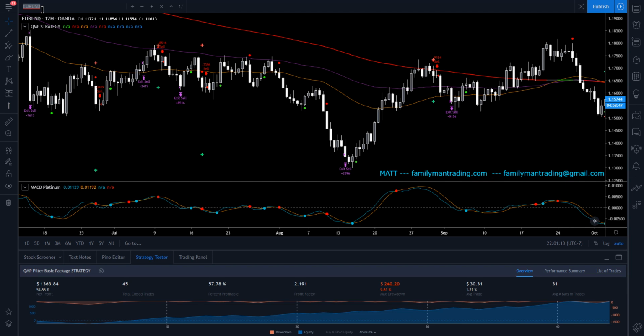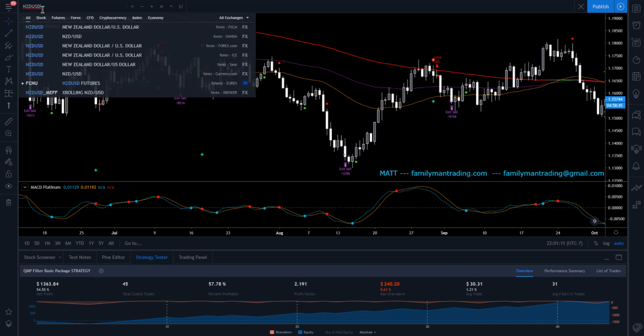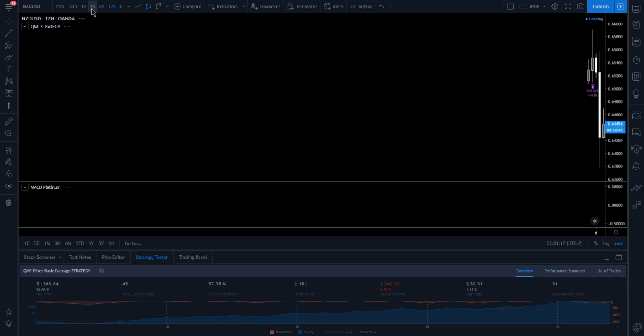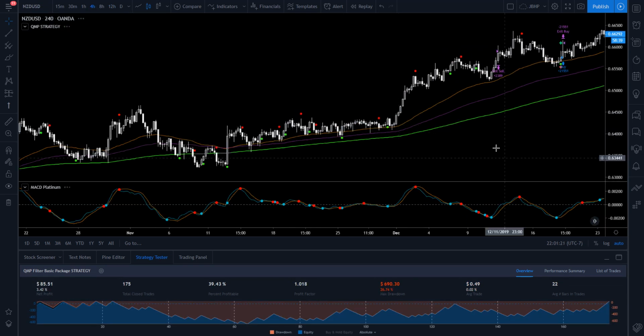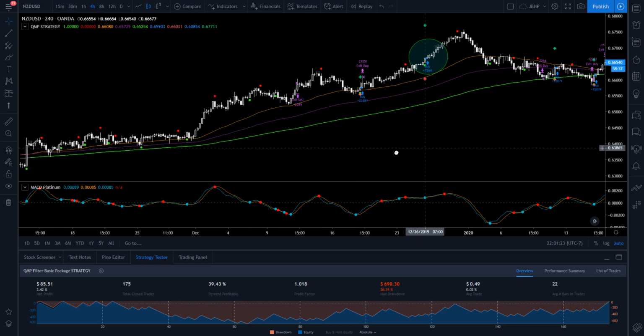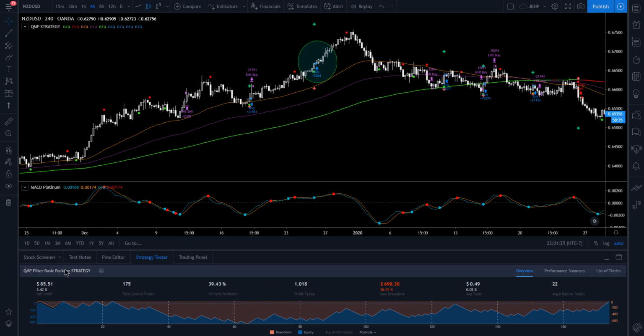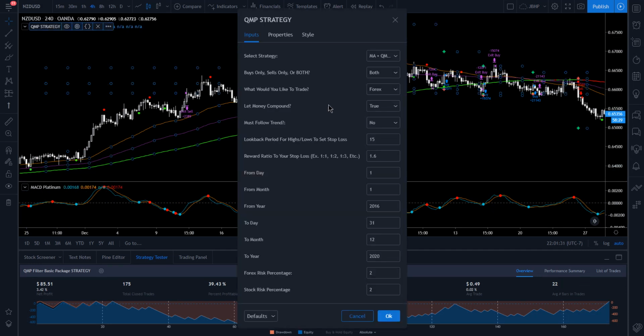First one we're going to look at is the New Zealand dollar on a 4-hour chart. And you'll notice with the previous settings that we had, we have 3.42% profit with a massive drawdown. That's because the New Zealand dollar does not respond well to the MA plus QMP. So we're obviously going to change that. We're going to go through the all dots this time.